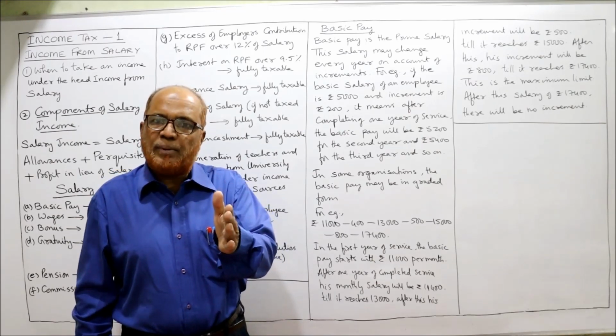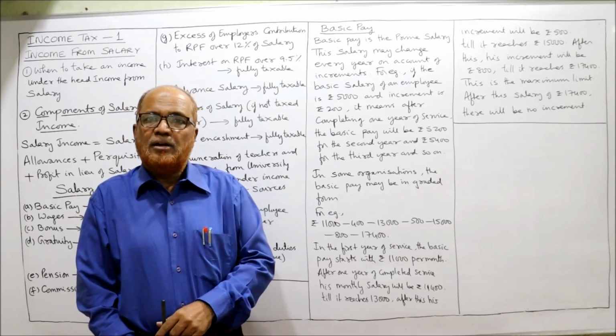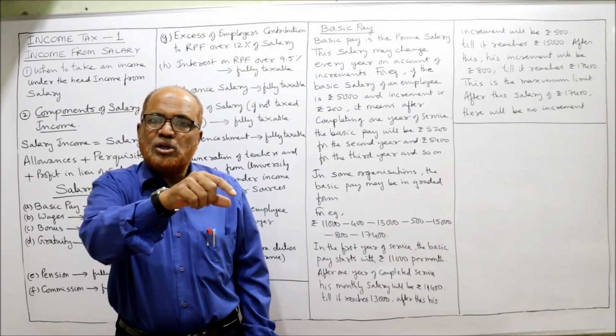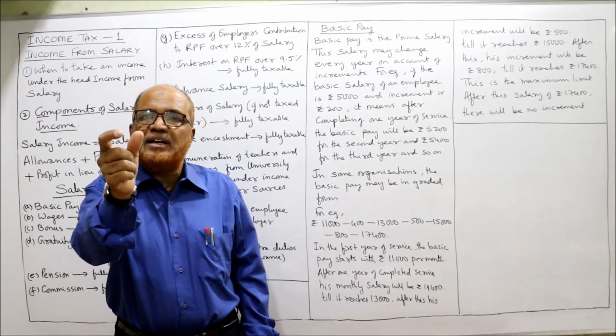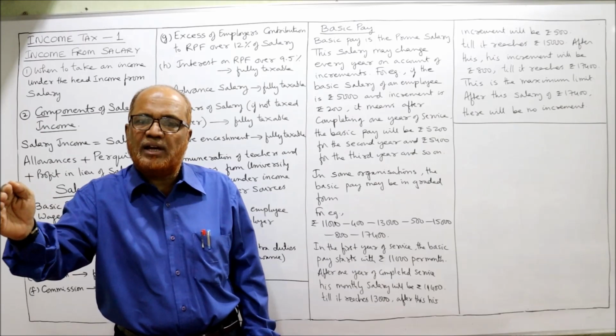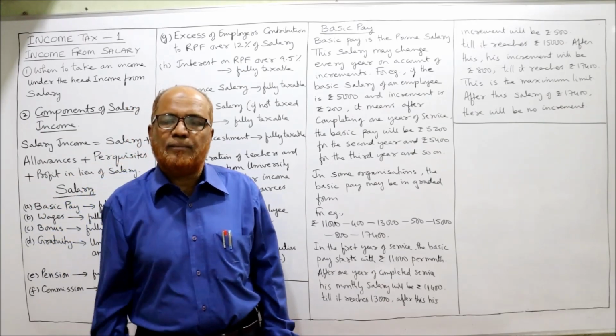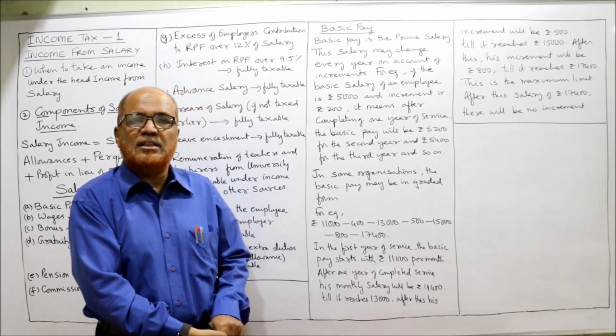Every month 5,200 he will get. Then 2 years completed, the third year begins. Again 200 rupees increment. So 5,200 plus 200, 5,400. For 1 year, every month 5,400 he will get. Third year completed, next year starts, again 200. This is the increment in the salary.